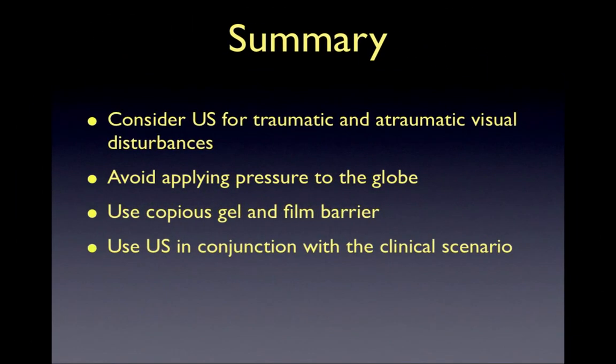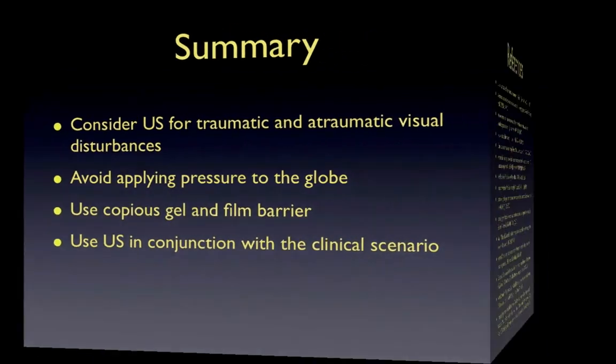So in summary, ultrasound of the orbit can be used for traumatic and atraumatic visual disturbances. You want to make sure that you avoid applying pressure to the globe. Use a copious amount of gel and a film barrier to keep the eye clean. And of course, as always, use ultrasound in conjunction with the patient's clinical scenario.